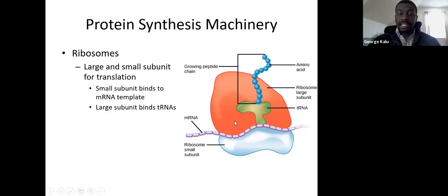The large subunit is the larger part, and it is actually going to bind to a third type of RNA molecule called tRNA. So the large subunit binds to tRNA. The small subunit binds to mRNA. And this is the tRNA molecule over here. So we had a large subunit and then a small subunit.